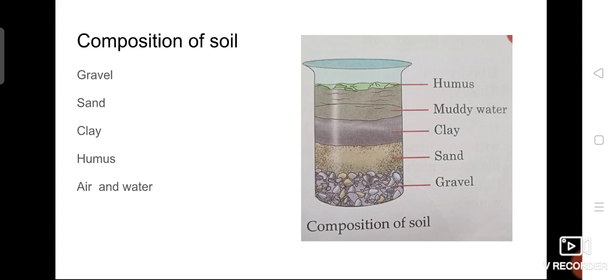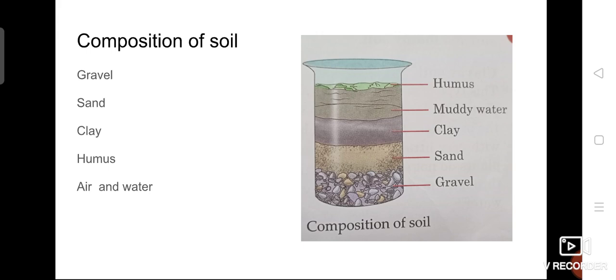Above the gravel, sand is present. Above the layer of sand, clay particles are there. They are very fine particles. Above the clay is muddy water, which is rich in humus. What do you mean by humus? The dead remains of plants and animals are called humus, and it contains a lot of minerals.